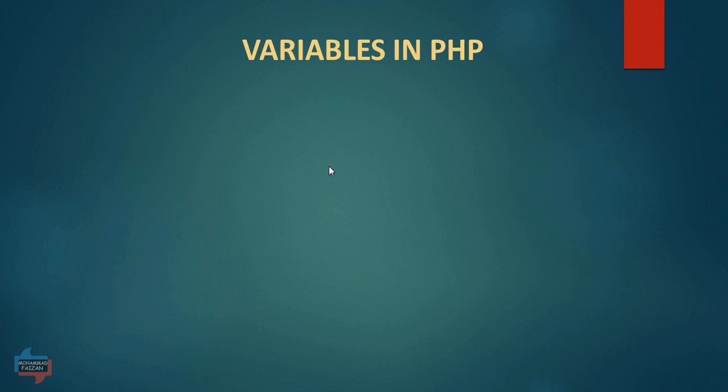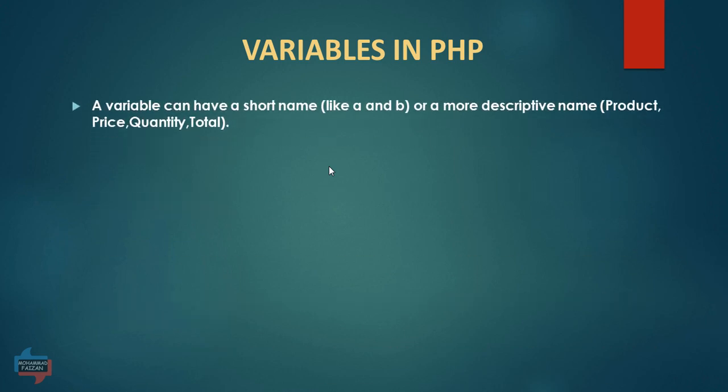Variables in PHP. A variable can have a short name like A and B, or a more descriptive name: product, price, quantity, total. A variable in PHP is a name of memory location that holds data. A variable is a temporary storage that is used to store data. In other words, a variable can store values, data and information which can be used and changed at any point of code according to its requirement.